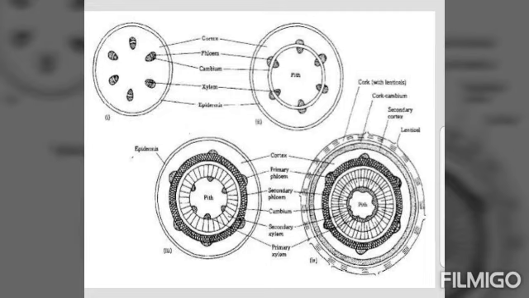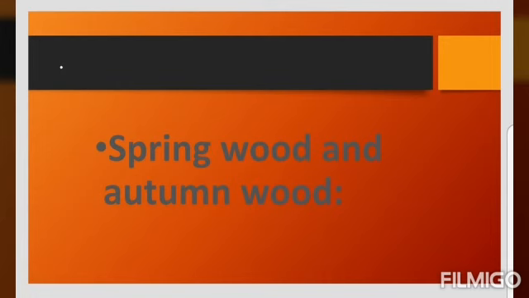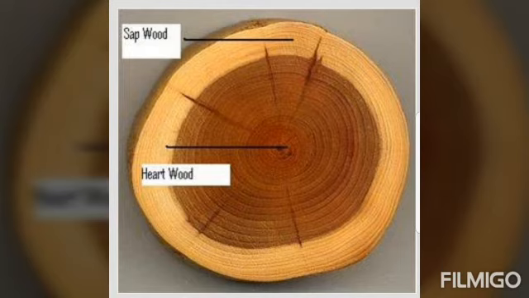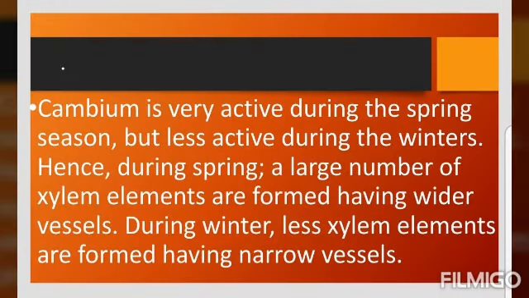The activity of cambium is under the control of many physiological and environmental factors. In temperate regions, the climate conditions are not uniform throughout the year. In the spring season, cambium is very active and produces a large number of xylem elements having vessels with wider cavities. The wood formed during this season is called the spring wood or early wood.